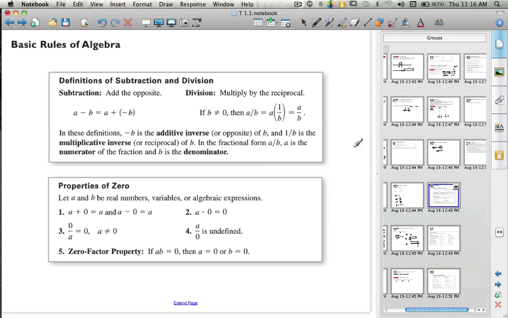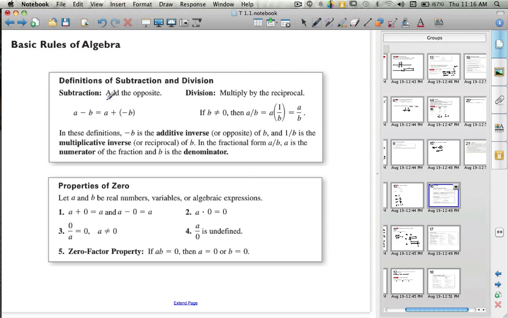Okay, basic rules of algebra. We've got a lot of them, so I'm just going to go through them rather quickly. I'm not going to try necessarily to explain them all. I have an assumption that you all already are familiar with these. You should print them out if you need them. Keep them handy for yourself.